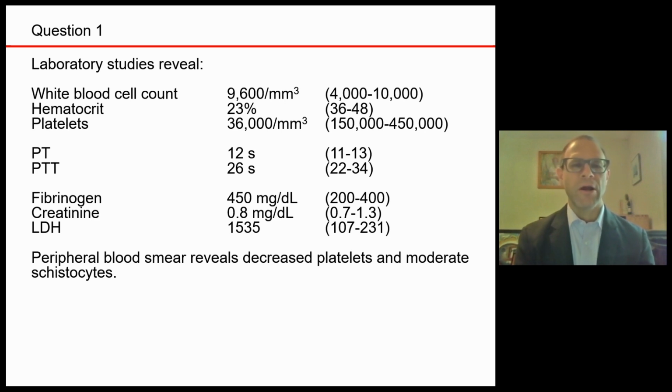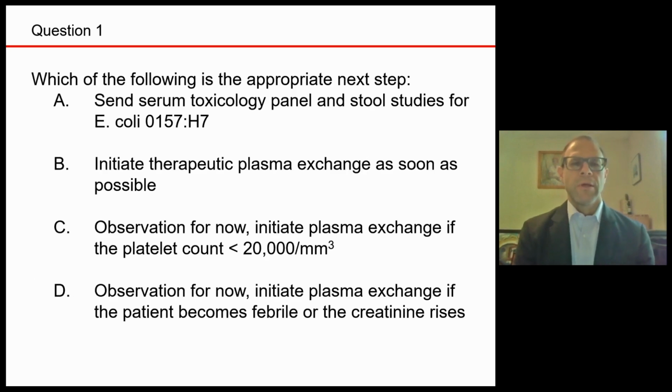Her coags are normal, fibrinogen slightly elevated at 450. Her kidney function is normal, and the LDH is quite high at 1,535. The peripheral blood smear shows schistocytes. And the question is, which of the following is the appropriate next step?